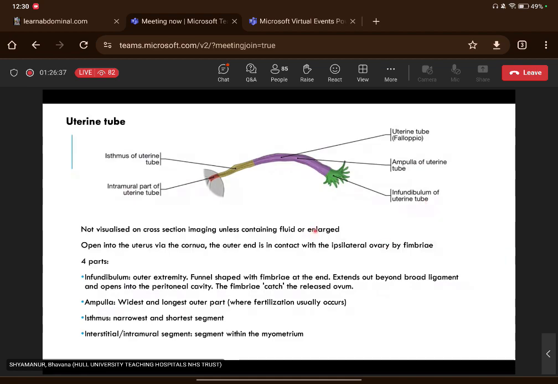So uterine tubes, I'll just cover them really quickly because these aren't really structures that can be seen unless they contain fluid, a hydrosalpinx, or unless they're enlarged. You have the outer infundibulum, which contains the fimbriae, which essentially catch a released ovum. The longest and widest part is the ampulla. Then the isthmus of the uterine tube, which is the part coming in towards the uterus, and don't forget that there's also an intramural part of the uterine tube, which is within the myometrium. Of course, the tube is a commonplace for ectopic pregnancies.